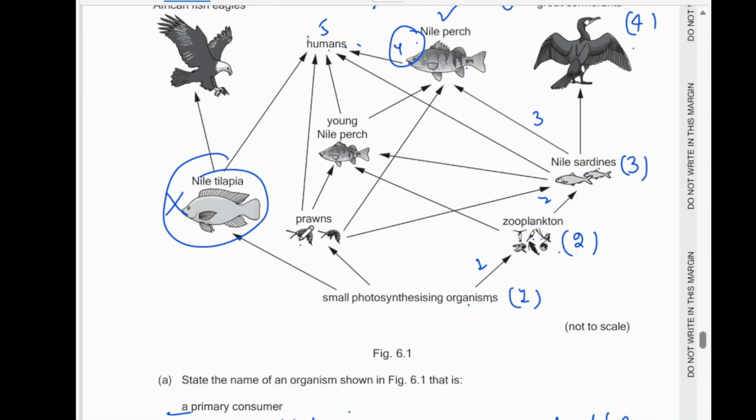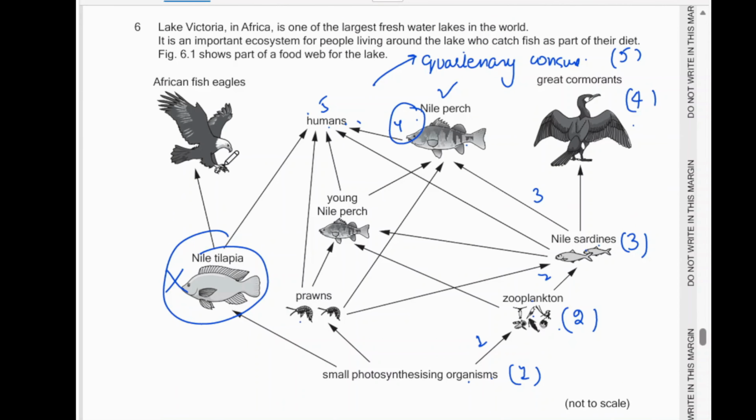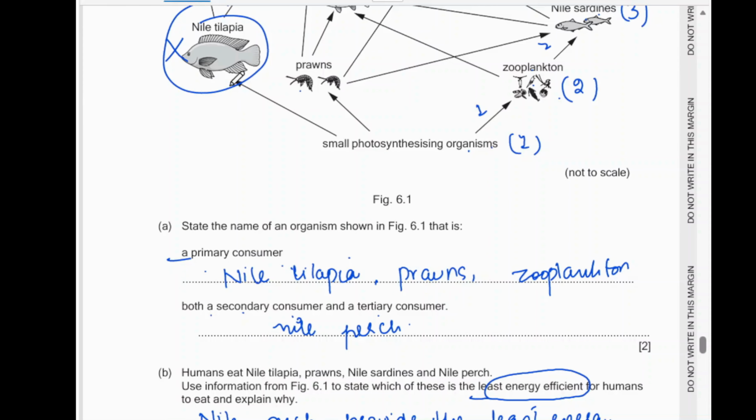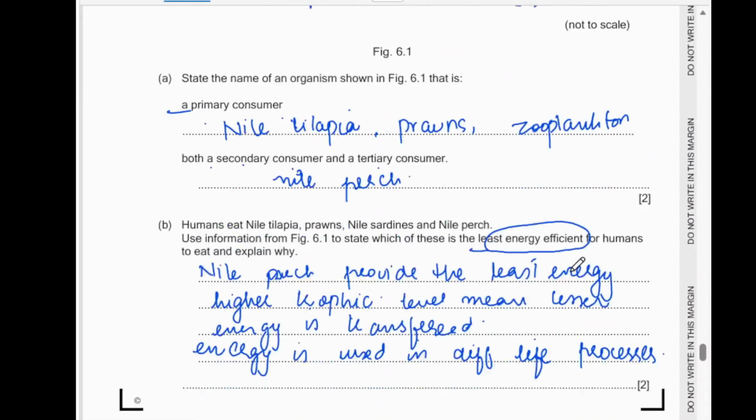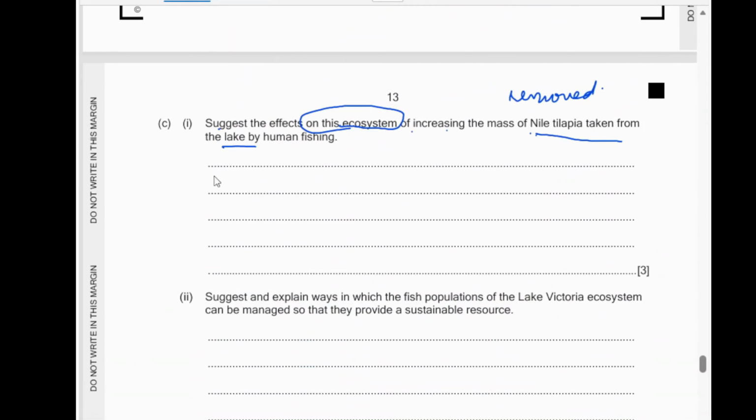Okay, so the eagles would starve. African fish eagles would starve as there are no Nile tilapia. Okay, and what about the photosynthesizing organisms? The population of eagle would decrease, and what would be the effect on the photosynthesizing organisms? They would increase because Nile tilapia is not there to feed on them. So these would increase and eagle would decrease. So it's our 3 mark. Let's write it.